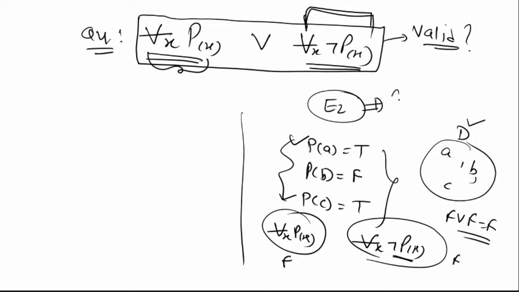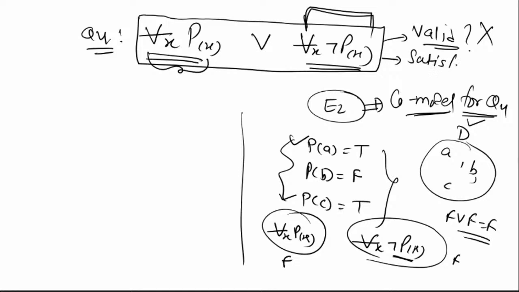So this environment E2 is basically a co-model for Q4. So this is the co-model we have. Now you can see that because we have at least one co-model, this is not valid. Now, is it satisfiable? Next question. This is not valid, but is it satisfiable? Tell me yes or no. Is it satisfiable?